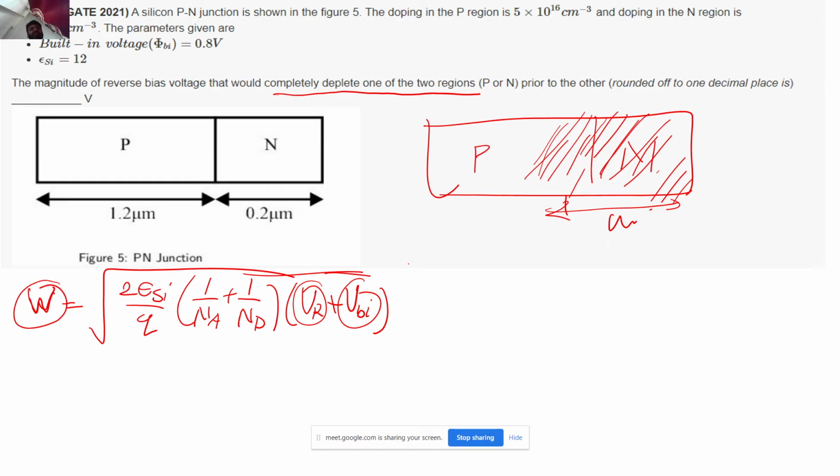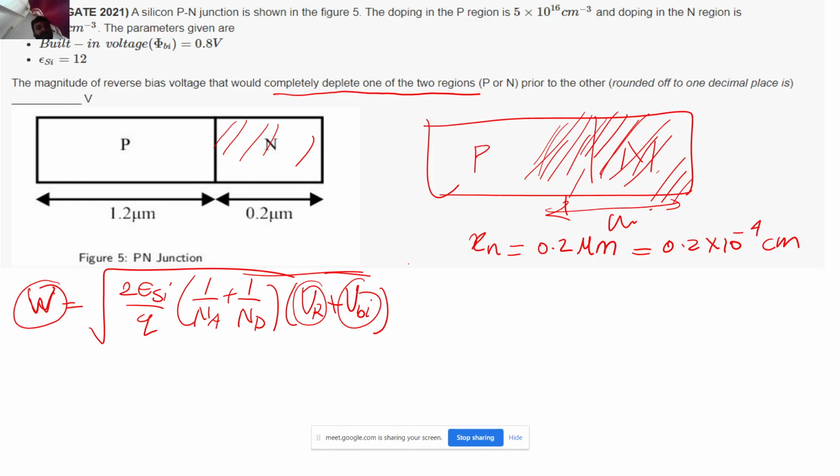See, first of all, tell me which region will be completely depleted first. Which region has a smaller width? N. 0.2. Correct. So N region will start depleting first. So now Xn. What is this Xn? Xn is the extent of depletion width that is present on the N side. So this Xn will be nothing but 0.2 micrometers, which is 0.2 into 10 to the power minus 4, just for the sake of purpose I am writing. So this is the value of Xn.